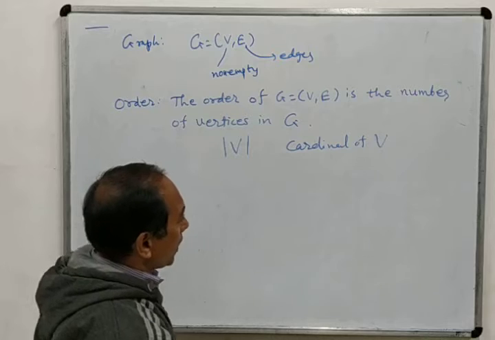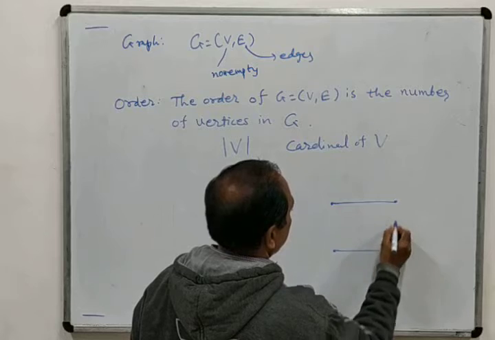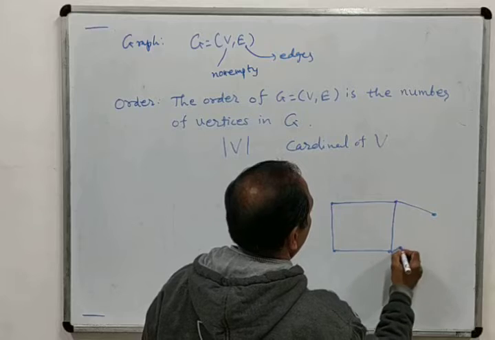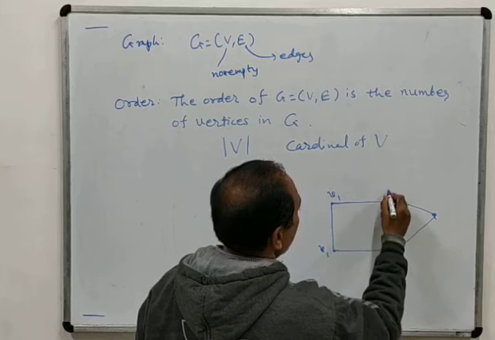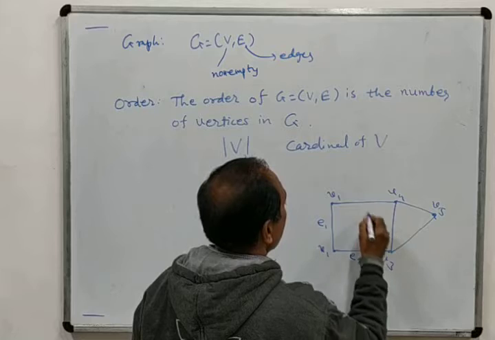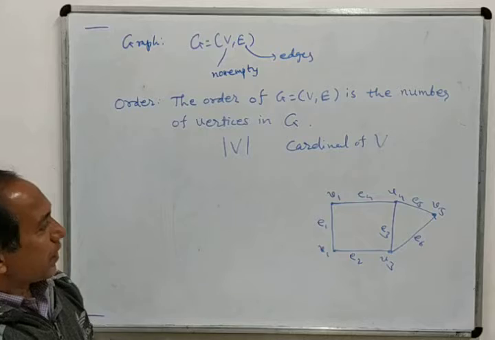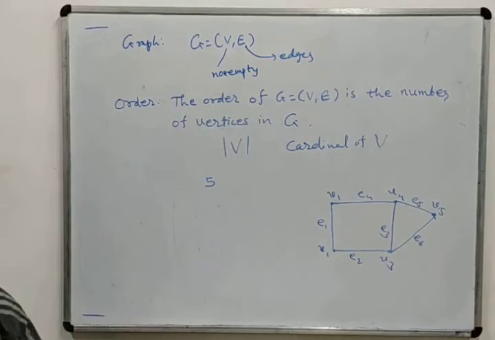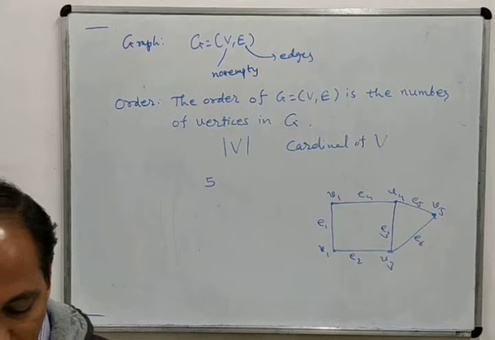For example, if we have a graph, say, here we can see that V1, V2, V3, V4, V5 are the vertices, and the edges are say E1, E2, E3, E4, E5, E6. So there are 5 vertices. So the order of this graph is 5. You must note this, that the definition is very simple.